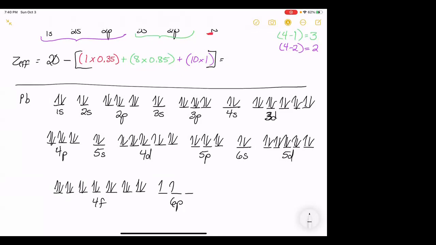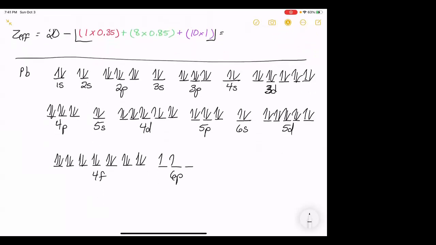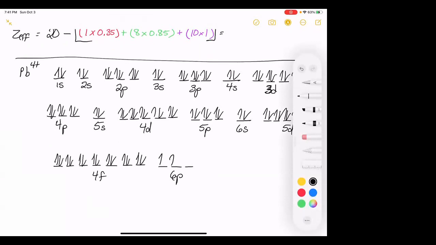1s2, 2s2, 2p6, 3s2, 3p6, 4s2, 3d10, 4p6, 5s2, 4d10, 5p6, 6s2, 4f14, 5d10, 6p2. If I'm not mistaken, this is the electron configuration of lead. That's what I got too. Now, if I am talking about lead 4+, that means I have to remove electrons.